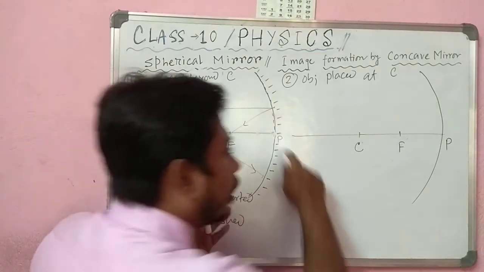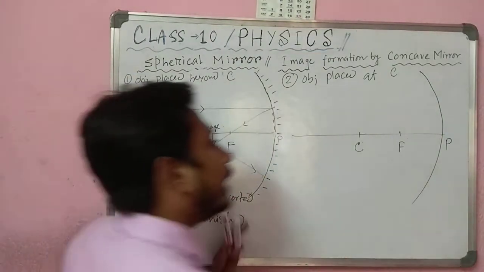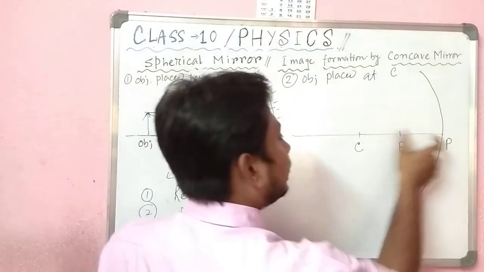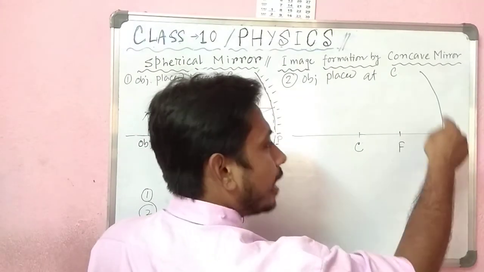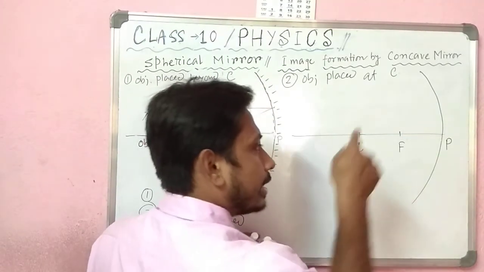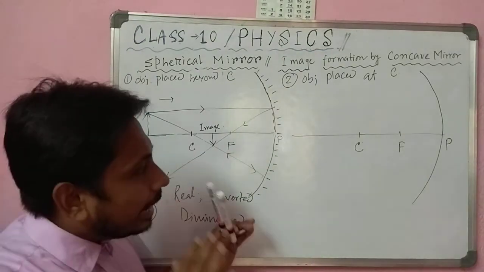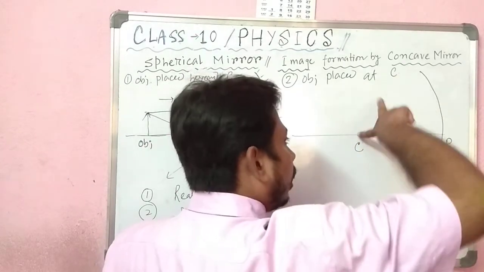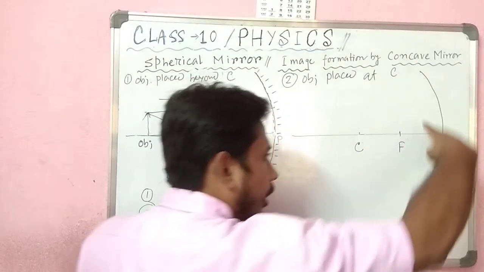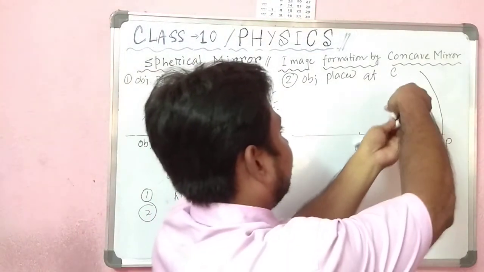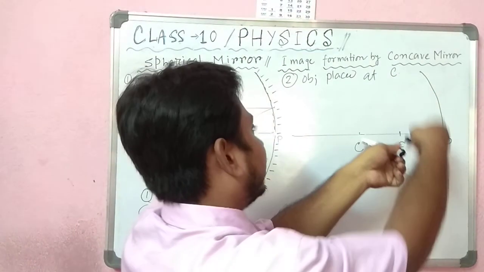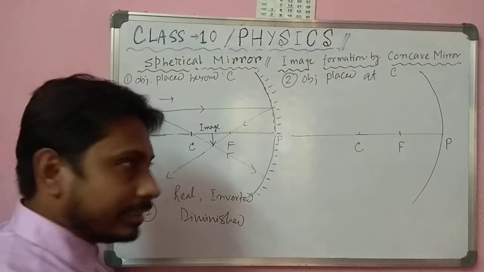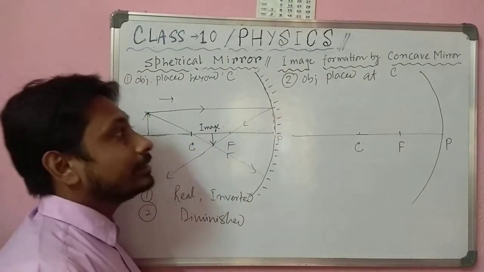First of all, you have to draw a principal axis. Okay. Then you take 2 centimeter distance, 2 centimeter distance, and look at the points: pole, focus, center of curvature. Then taking the center of curvature point, you draw with the help of a compass a spherical mirror. After doing this, you place the object and see the question.